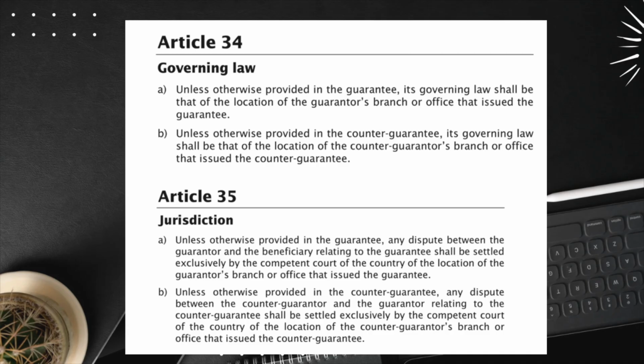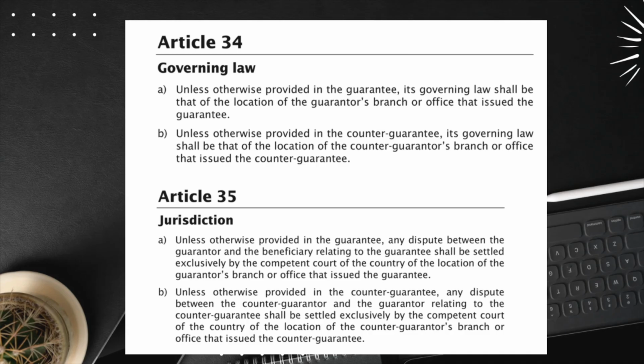Next, let's talk about Article 35, which addresses jurisdiction. While Article 34 determines the applicable law, Article 35 specifies which court has the authority to handle disputes. Here is what it establishes. For guarantees, unless stated otherwise, disputes between the guarantor and the beneficiary are resolved by the competent court in the country where the guarantor's branch or office is located.